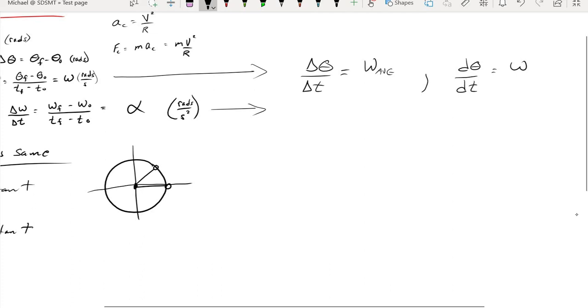We would need to have some kind of function for theta that we could plug into a derivative, but if that were the case, then we can use the calculus and we could get a time-dependent function for how the angular velocity is behaving.